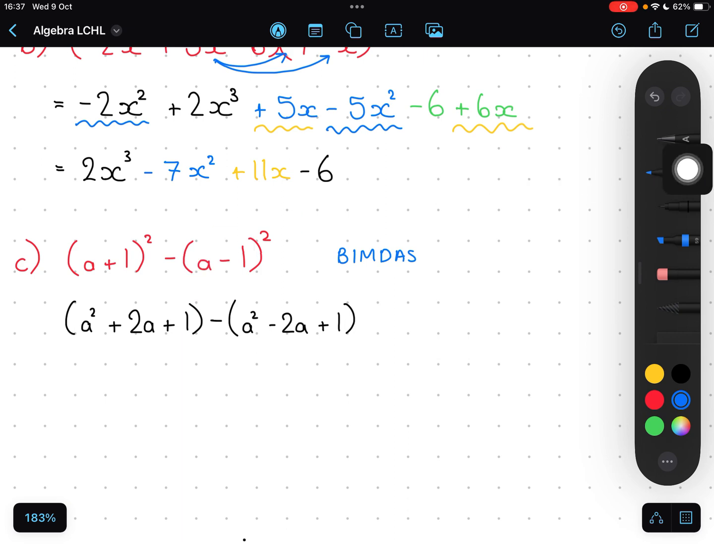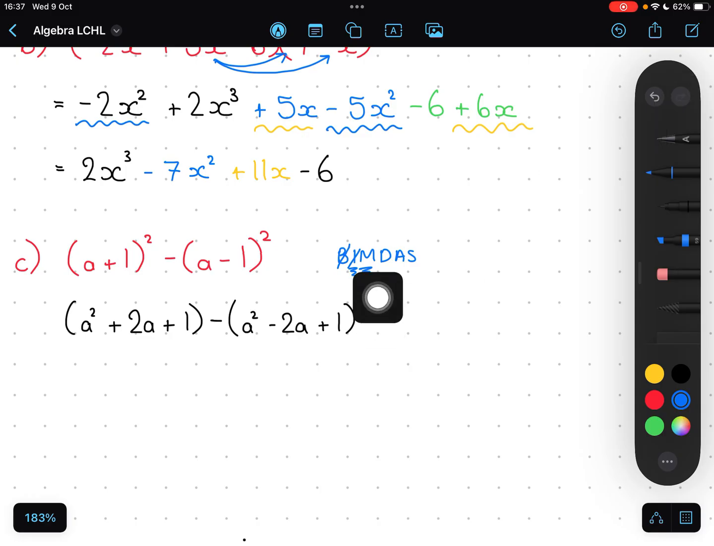No. Do I have indices? Yes. So that is why I squared them out first, okay, to get rid of the indices. I could have rewritten them to get rid of the indices. I could have written that as a plus 1 times a plus 1, and I could have rewritten this as a minus 1 times a minus 1. But then my next one would have been to do out the multiplication anyway. Okay, so that is the indices done.